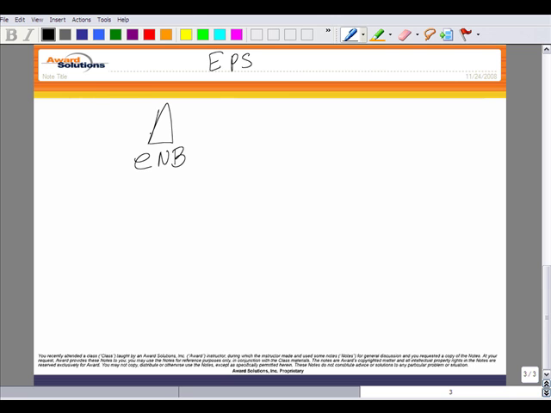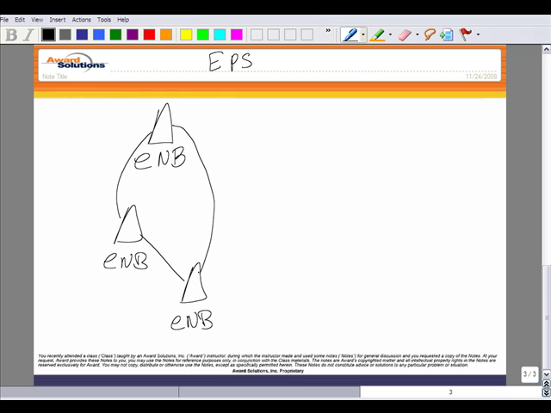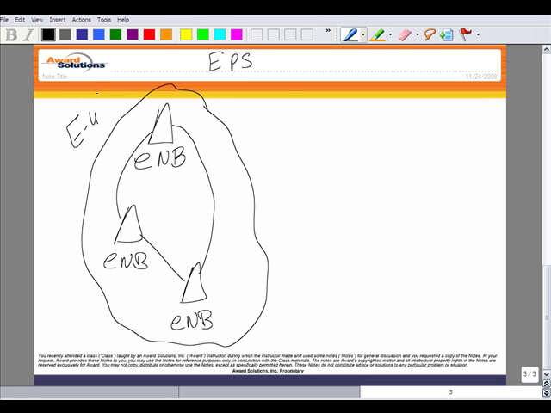And all of our enhanced node Bs are directly connected to each other. So we're not going to have anything equivalent to an RNC like we'd have in 1X EVDO or UMTS, or a BSC, a base station controller, like we would have in GSM. We have this community of peers that work together to manage the radio network. All that together is the enhanced UMTS terrestrial radio access network, or the EUTRAN.